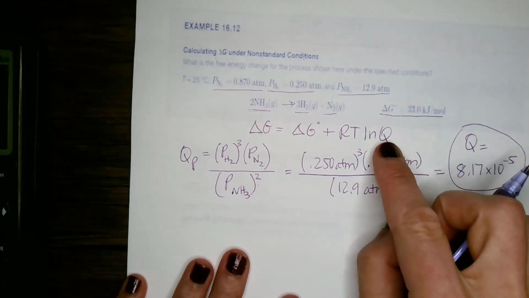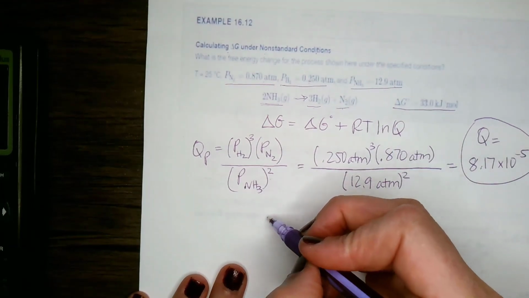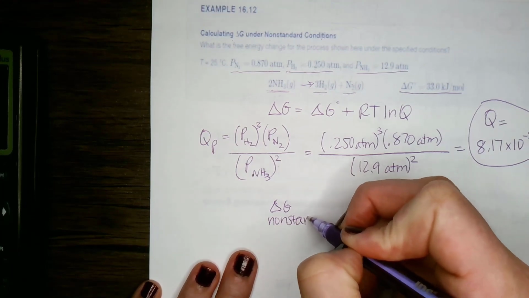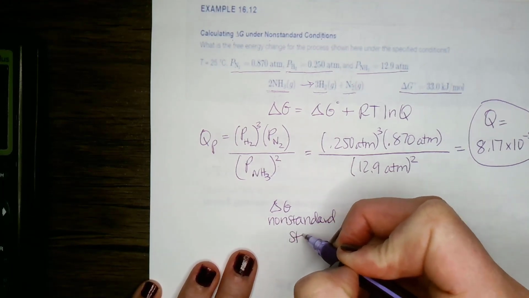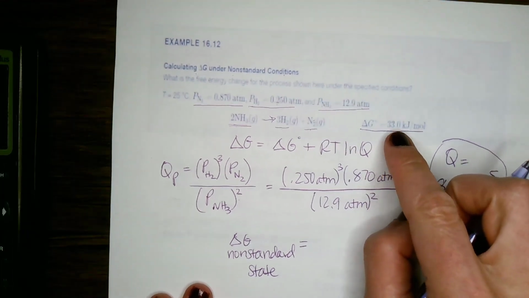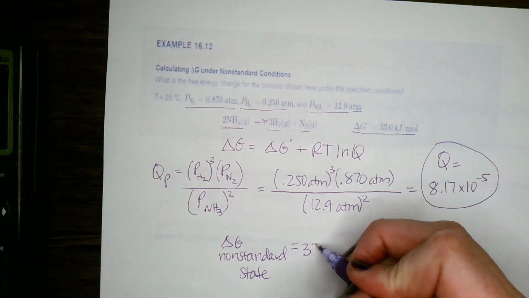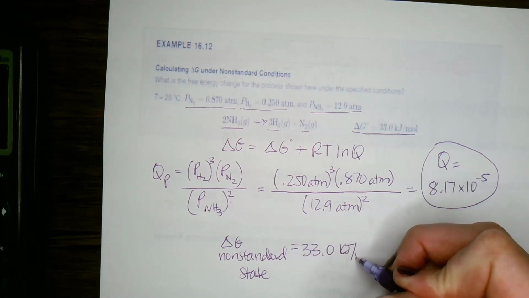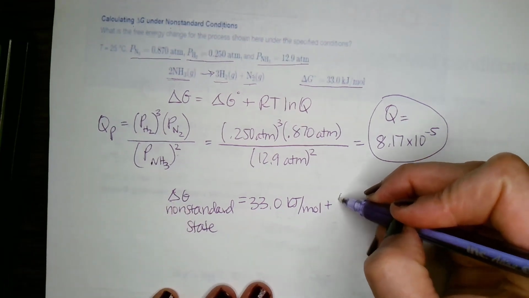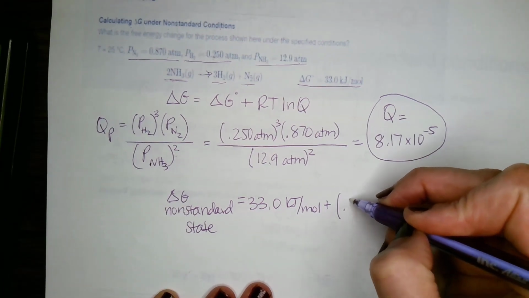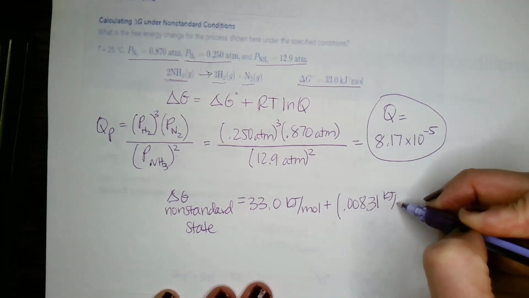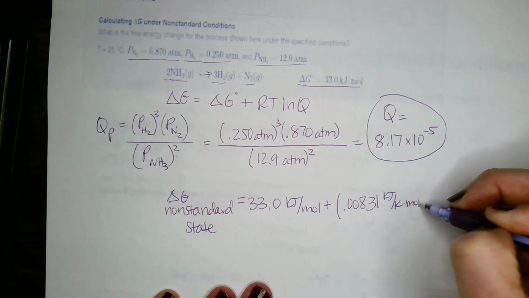Now let's plug it into our equation. We're going to do delta G at our non-standard state is equal to our delta G at standard state, which is 33.0 kilojoules per mole, plus R, remember we said R was 0.00831 kilojoules per Kelvin mole.